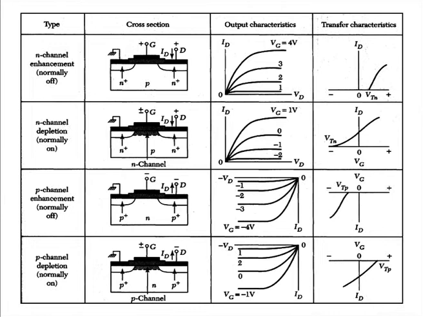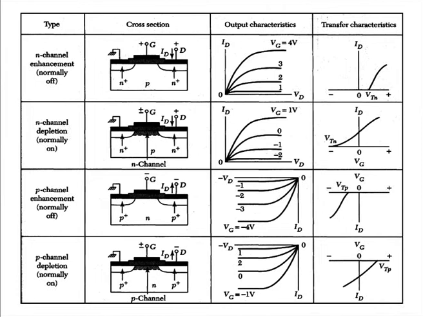Because the channel between the source and drain is an electron channel, we call this an N MOSFET, and if the channel is formed by holes, then it is called a P MOSFET. In the second case, the channel is already formed. We have applied some positive bias, so the channel is formed. This one is called N channel depletion. Normally this one is in the on state, and to bring it into the off state, we have to apply some bias. You can see the transfer characteristics.